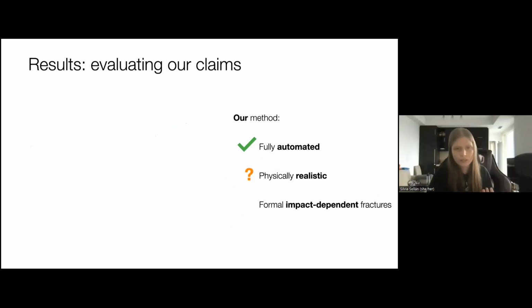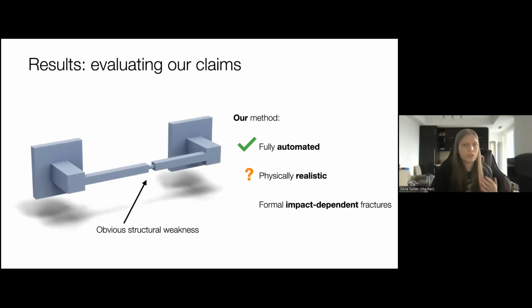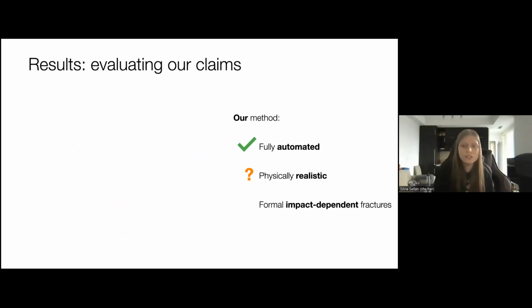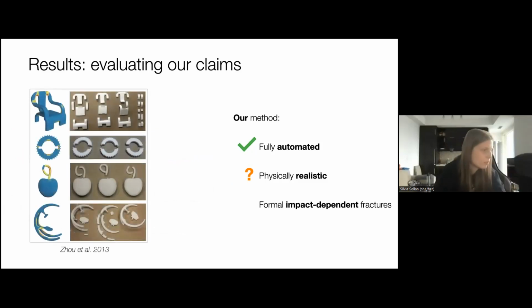What about physical realism? Earlier, we saw this example of a shape with an obvious structural pattern, and previously existing fracture methods didn't work. Our fracture modes perfectly identify this weakness. But even so, that's maybe a little bit too easy a test. So we do further tests just to see how realistic our fracture modes are. Fortunately, there's this algorithm in computer graphics by Joe et al. that already proposed a way of quantifying the weaknesses of different parts of an object. And they even did real world experiments, which for computer graphics is a very surprising thing, that you actually go and break things and see what they look like.